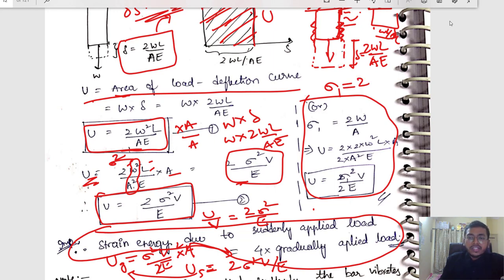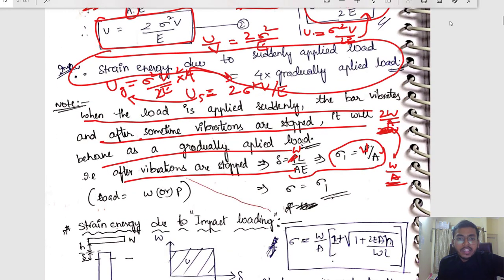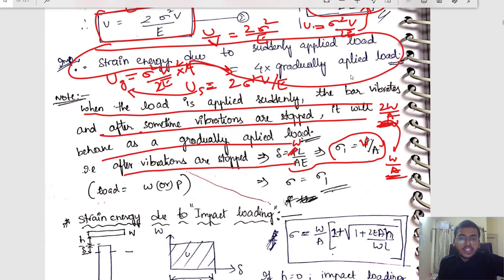I told you the stress due to suddenly applied load was 2W by A, right? Instead of writing sigma, you can write sigma dash square also. So it will be similar to the strain energy due to the gradually applied load. What was that? Sigma square V by 2E. Very similar to that, the strain energy due to the suddenly applied load in terms of sigma dash will be sigma dash square V by 2E. But sigma dash value is 2W by A, so you will be getting the same answers. Not that important. Only important is that it is 4 times that of the gradually applied load, which you should never forget.